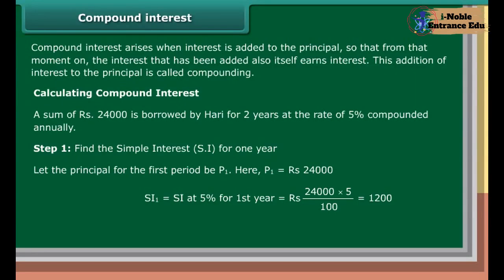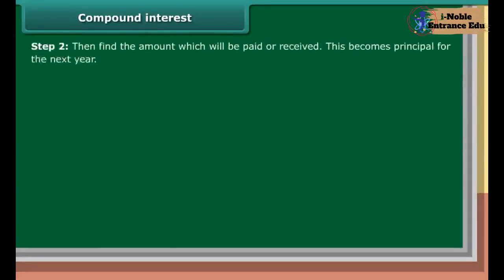Compound interest. Compound interest arises when interest is added to the principal, so that from that moment on, the interest that has been added also itself earns interest. This addition of interest to the principal is called compounding.